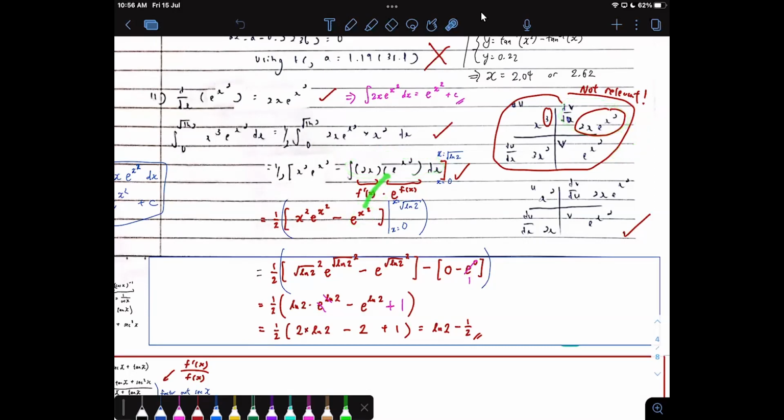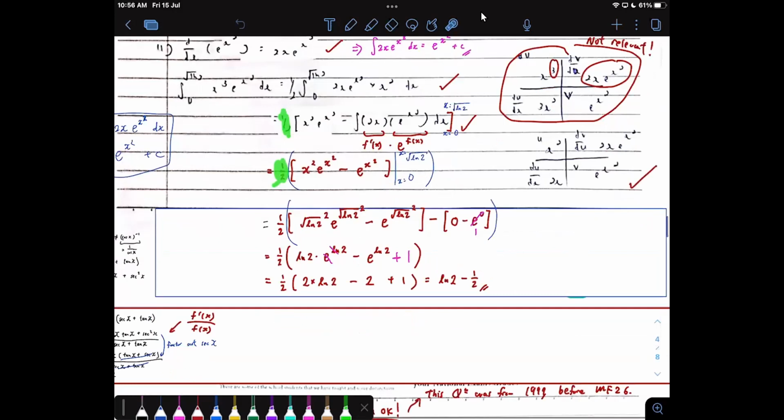Now if you are able to integrate this, all you need to do is substitute in the upper limit, x equals square root ln 2, and x equals 0. Calculate it, and you eventually simplify back down to ln 2 minus half. Can I leave this to you? Let me know if you have questions. Just sub in x equals square root ln 2, sub in x equals 0, then subtract. I factor out a half so that I don't have to write so many things. You can factor out the half. Okay, moving on.